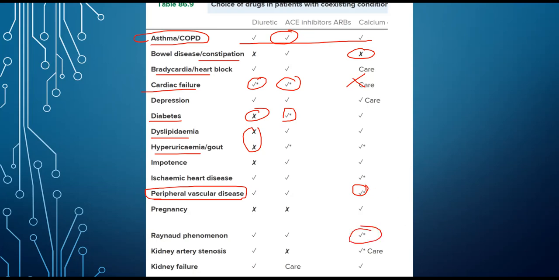Okay, same with Raynaud phenomenon, calcium channel blocker is good. For kidney failure, ACE inhibitor can be given as long as it's not worse than stage 3 kidney failure. Stage 3 means if the GFR is going less than 40. If it goes less than 30 GFR, ACE inhibitor will not be a good idea. At that time, choose from calcium channel blocker or diuretics. But let's say a patient has stage 1 kidney failure, ACE inhibitor is a good medication for that. Okay. So this is actually very important for your exam. Try to remember it.